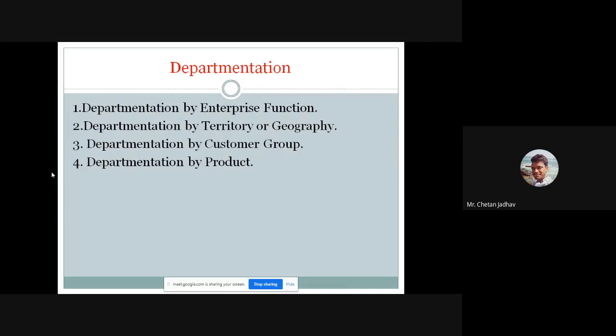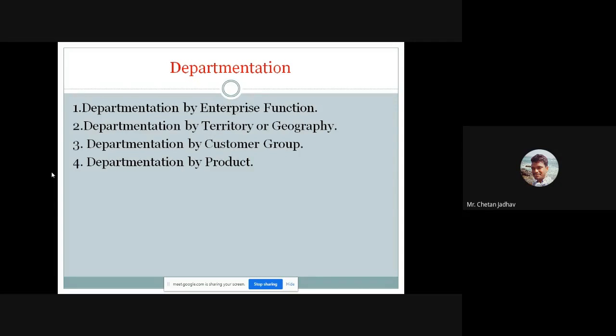Next, a very important point with respect to any organization is departmentation. The word itself indicates the meaning. Departmentation means we have to make different groups and categories. There are actually four types, but rather than these four types, we can make a departmentation with different types. First we will understand the meaning of departmentation.